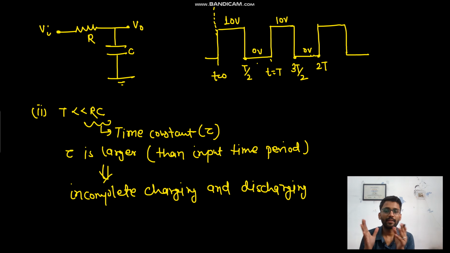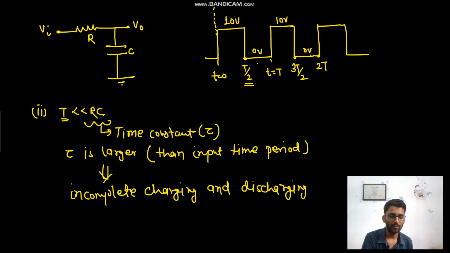Here the time constant is very high. So to reach the steady state, what is the time you require? You will require 5 RC time. So the time constant is very high. You need a lot of time to reach the steady state. But the time you have, T by 2, is very less than RC. So there will be no complete charging and no complete discharging.